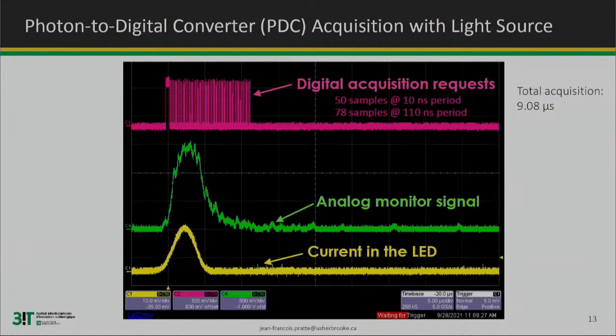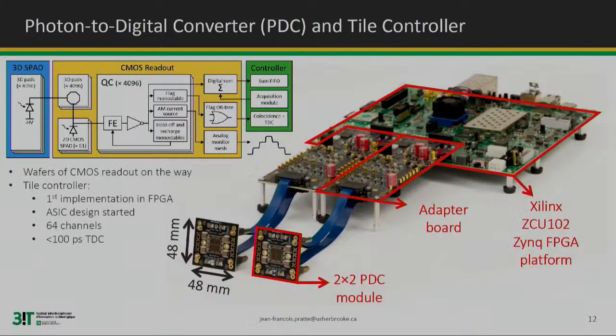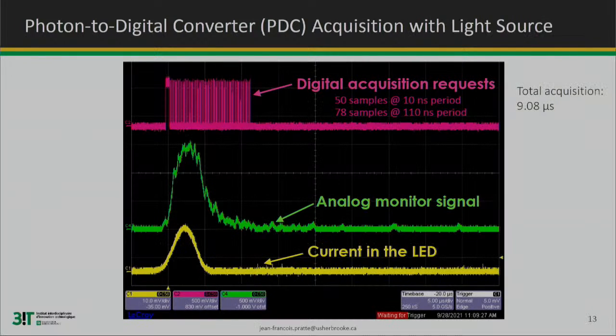The green signal is a test output, just for debugging purposes, that we call an analog monitor. As you can see, it respects the shape of the current pulse coming in. And here on top is the digital acquisition request from the controller saying, hey, send me data.